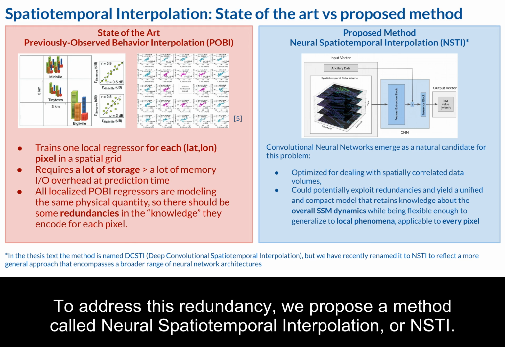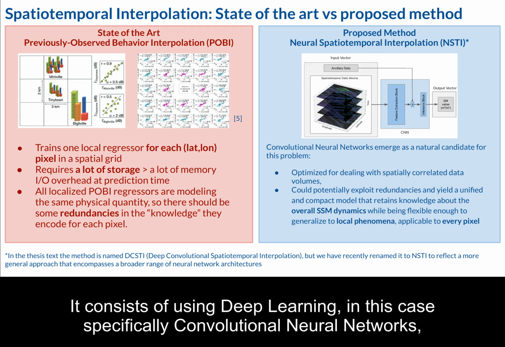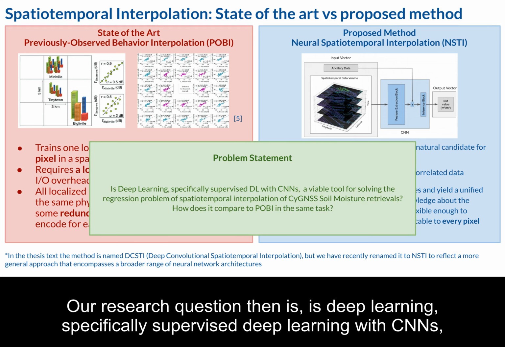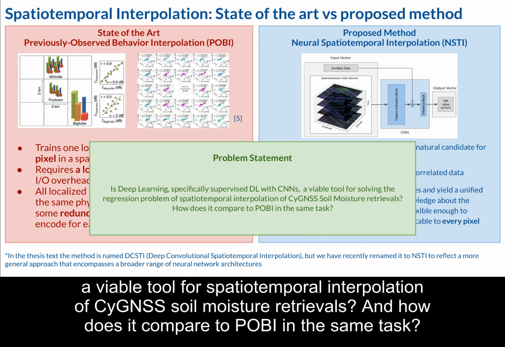To address this redundancy, we propose a method called Neurospatiotemporal Interpolation, or NSTI. It consists of using deep learning, in this case specifically convolutional neural networks, to develop a unified and compact model applicable across all pixels, capable of understanding both global and local soil moisture dynamics. Our research question then is: is deep learning, specifically supervised deep learning with CNNs, a viable tool for spatiotemporal interpolation of Cygnus soil moisture retrievals, and how does it compare to POBI in the same task?